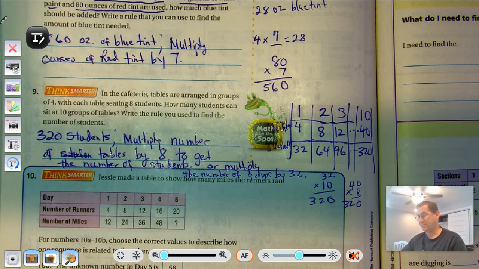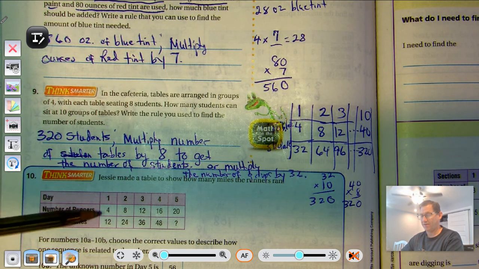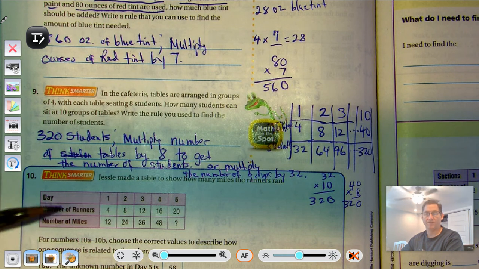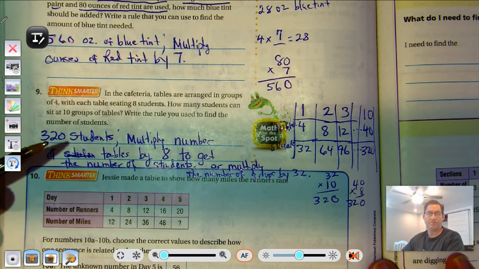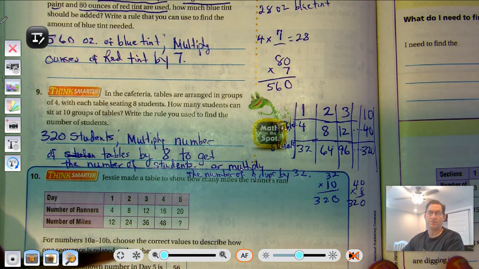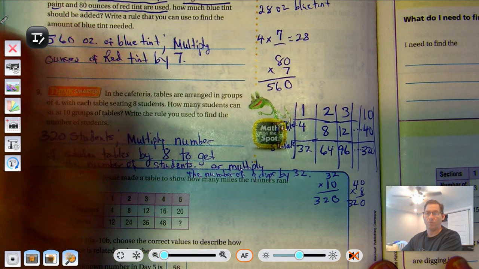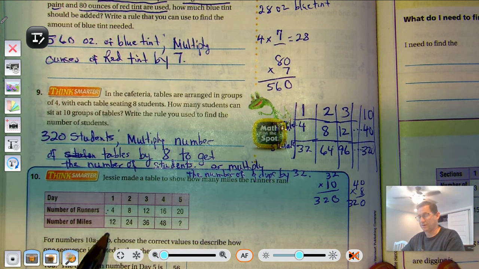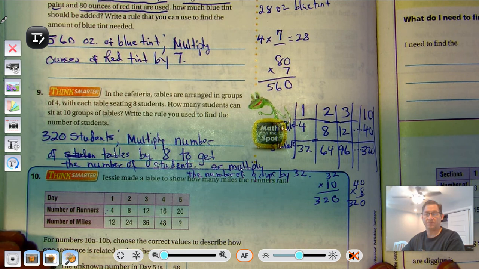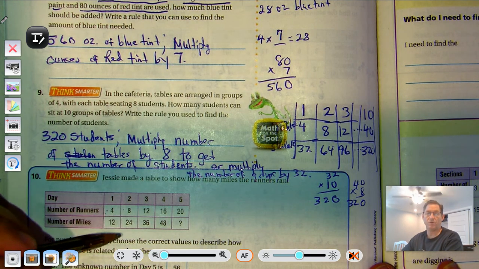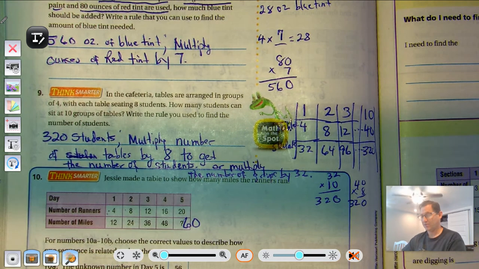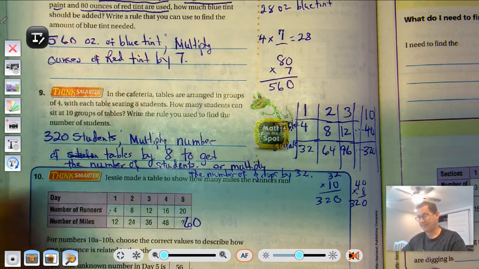And finally, number 10, Jesse made a table to show how many miles the runners ran. Day 1, we had 4 runners and they ran 12 miles. Day 2, we had 8 runners and they ran 24 miles. So what is the relationship between the number of runners and the number of miles? So we had 4 more runners each day. Okay, and so each of those runners will run 3 miles. 4 times 3 is 12, 8 times 3 is 24, 12 times 3 is 36, so on. So 20 times 3 is 60. So the unknown number in day 5 is 60.